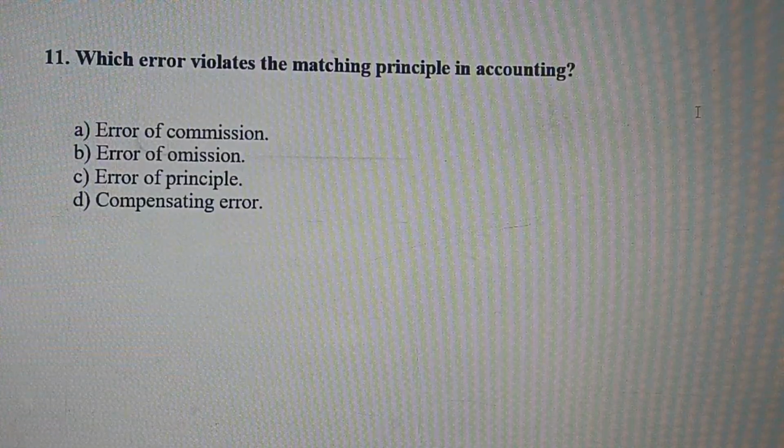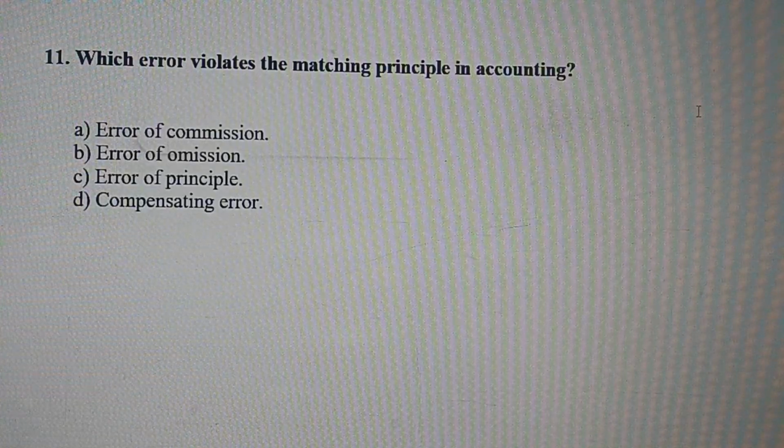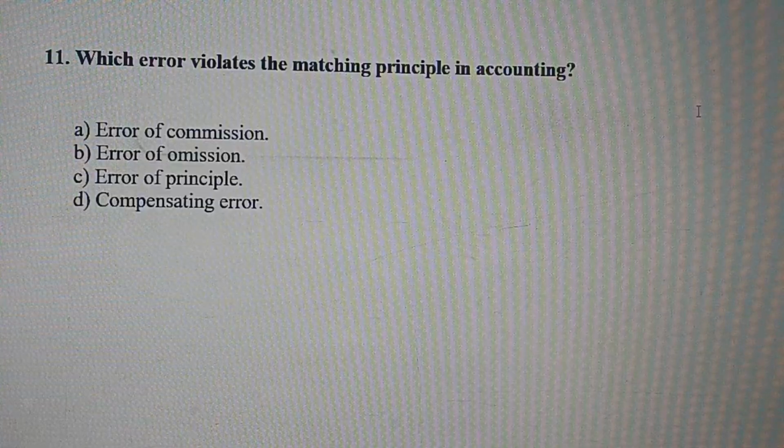Next question. Which error violates the matching principle in accounting? Error of commission, error of omission, error of principle, compensating error.